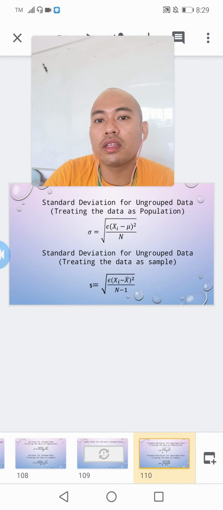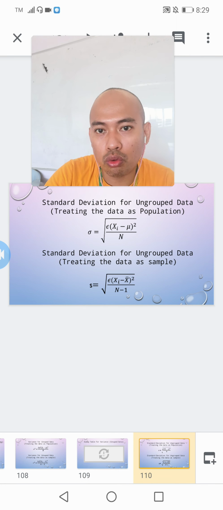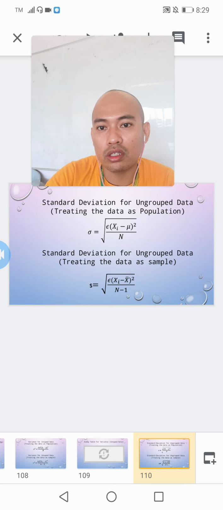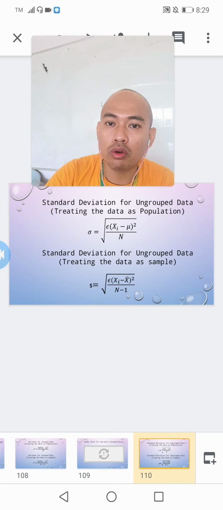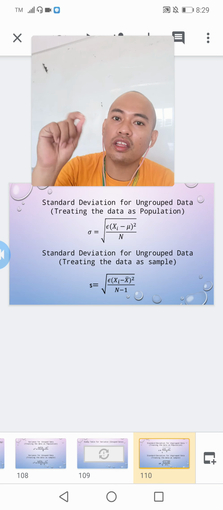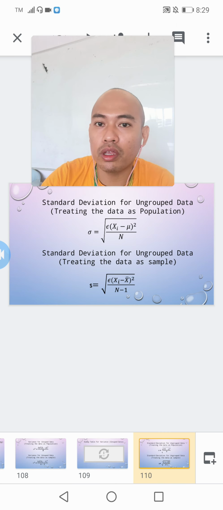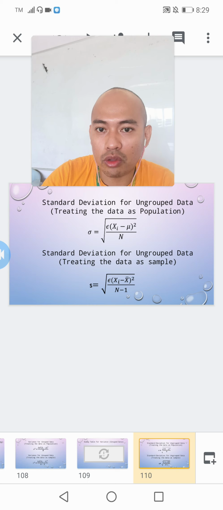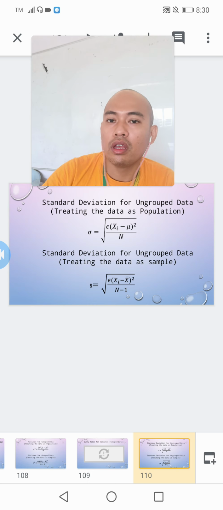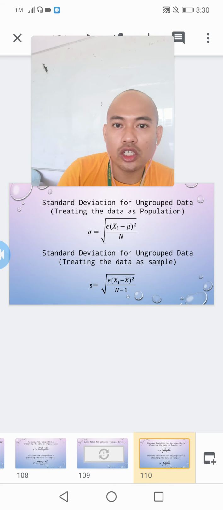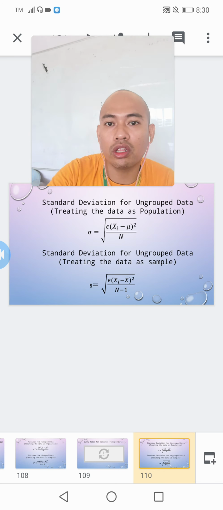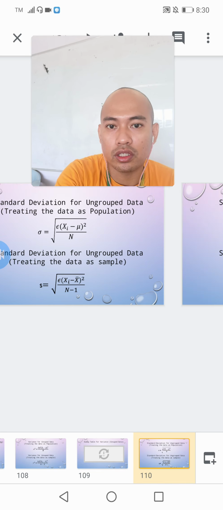Now for the standard deviation, it is very easy to do, since the definition of the standard deviation is just the square root of the variance. So after finding the variance, just take the square root. That will now be the value of the standard deviation. I repeat, after knowing the value of the variance, just get the square root, and that will be the value of the standard deviation.